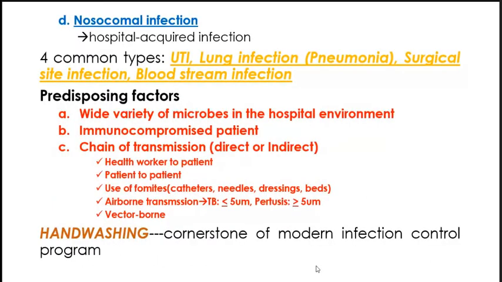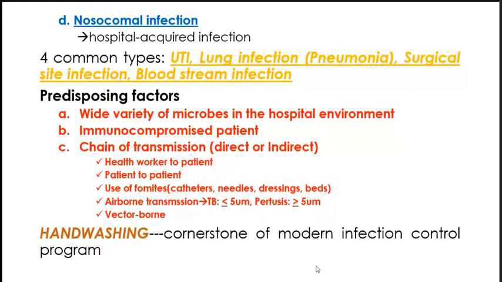So now, we still have one, your nosocomial infection. So we say that this is hospital-acquired infection, of which you are all aware that maraming microorganisms sa hospital. So that again, the 4 common types of nosocomial infections are your UTI, we have lung infection or pneumonia, that's why you have your hospital-acquired pneumonia, surgical site infections, and bloodstream infections.